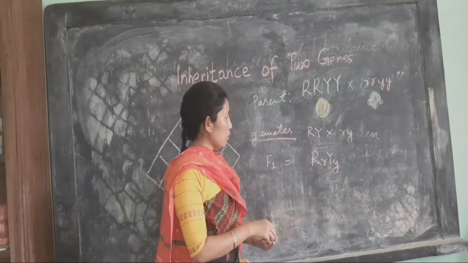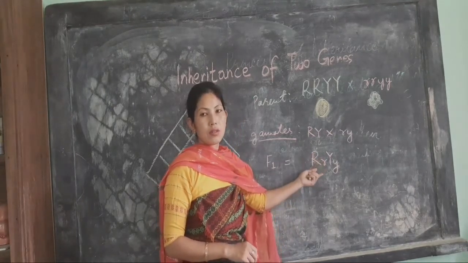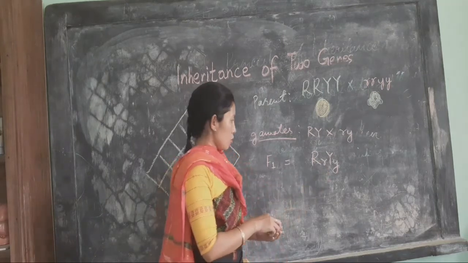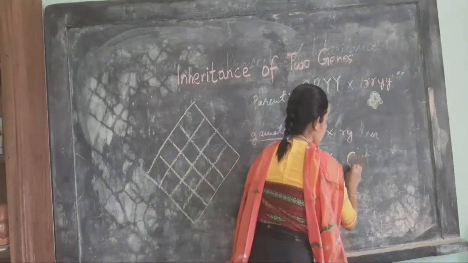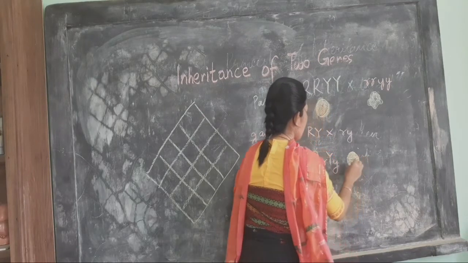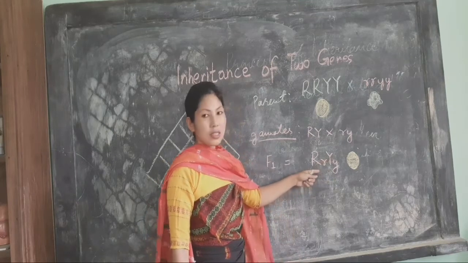Now you tell me what will be the shape and color of the seed here? This one will be round and yellow. Yellow, very good. So it will be round and yellow like this. It will be round and yellow as it is the dominant trait. But what is the genotype here?